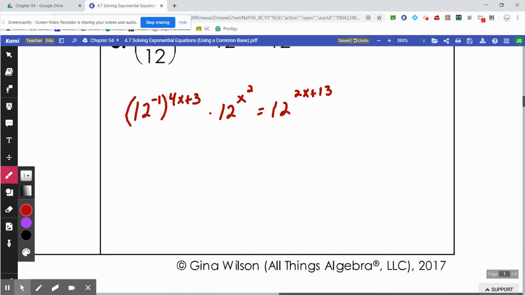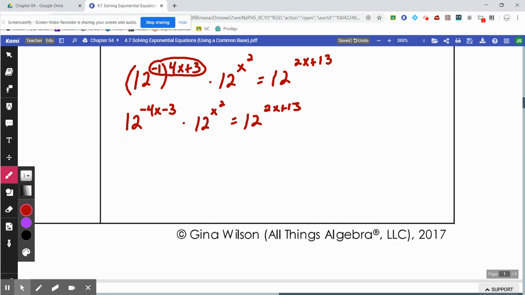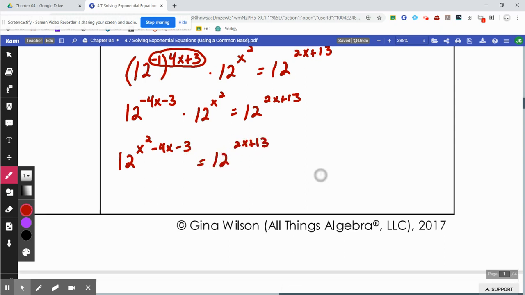Powers to powers, here we're going to have to multiply those powers. Make sure we distribute when we do. That would be 12 to the negative 4x minus 3 times 12 to the x squared equals 12 to the 2x plus 13. To combine these, we're going to have to add our exponents. So we now have 12, no like terms there, so we can just write it in descending order: x squared minus 4x minus 3 equals 12 to the 2x plus 13.